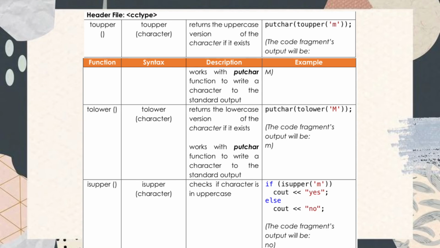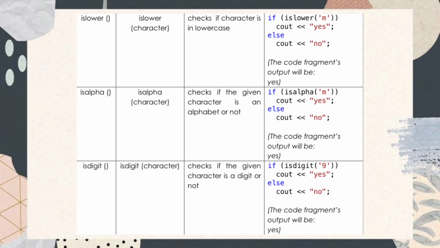isupper(character) checks if the character is in uppercase. islower(character) checks if the character is in lowercase. isalpha(character) checks if the given character is an alphabet or not. isdigit(character) checks if the given character is a digit or not.